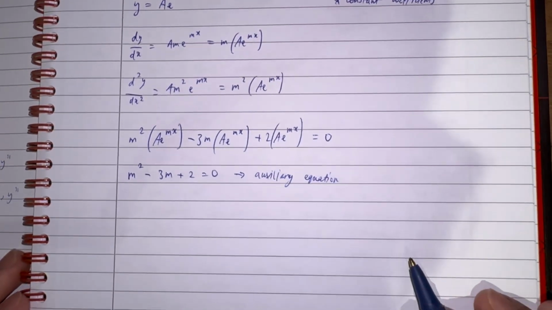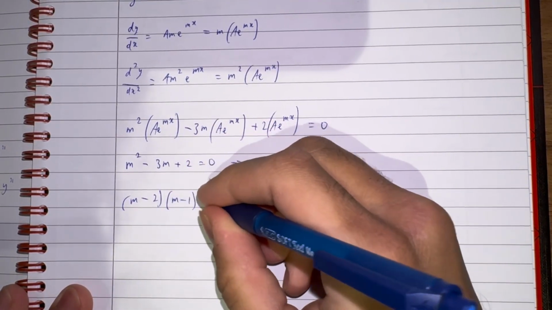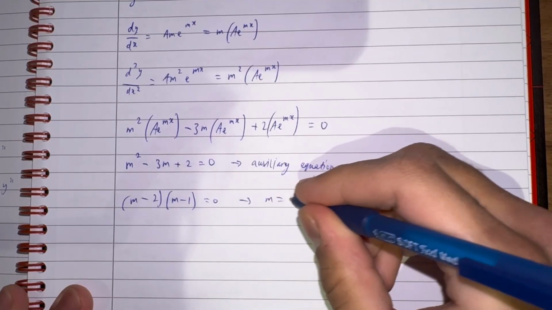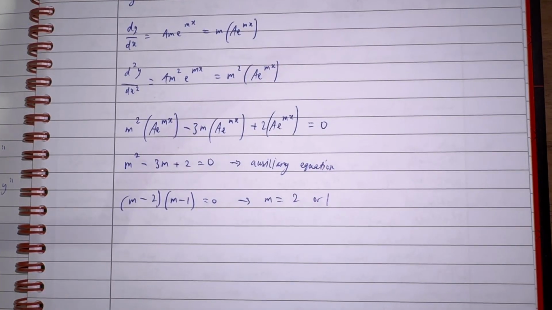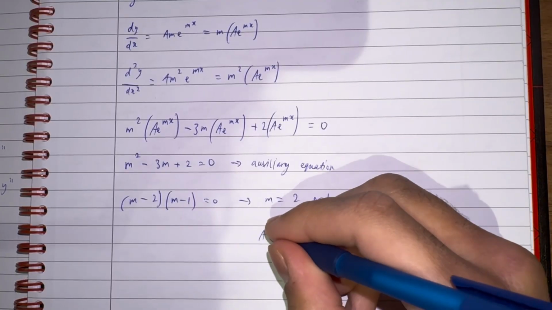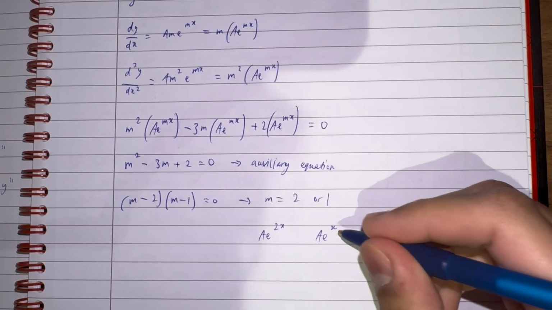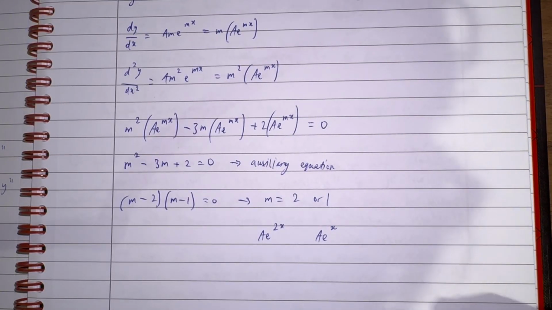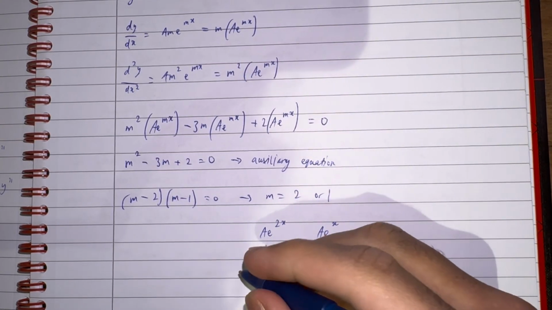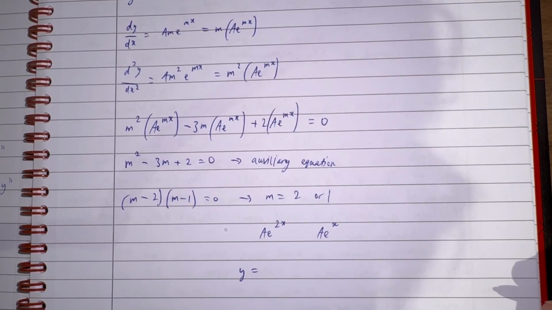If we factorize this expression, we get (m minus 2)(m minus 1) is equal to 0, which gives us m is equal to 2 or 1. This has given us two values of m, which means we're going to have two different solutions. We can either have ae^(2x) or ae^x. But since both of these are valid, we can say that our function y is equal to a sum of both of these expressions.